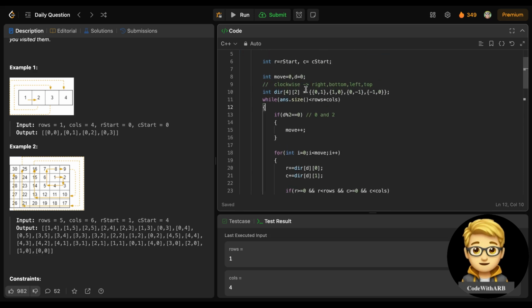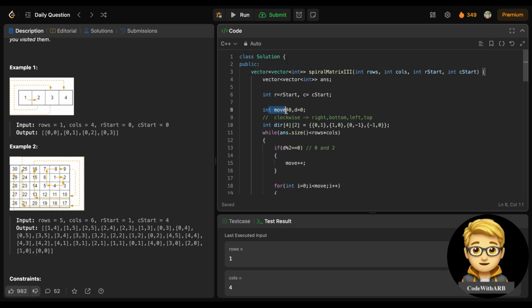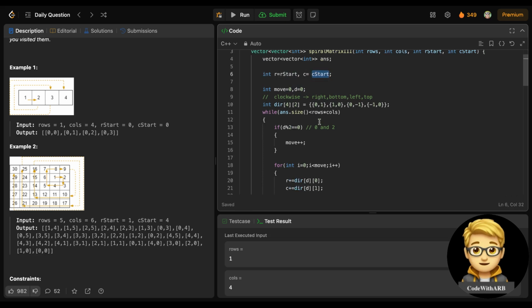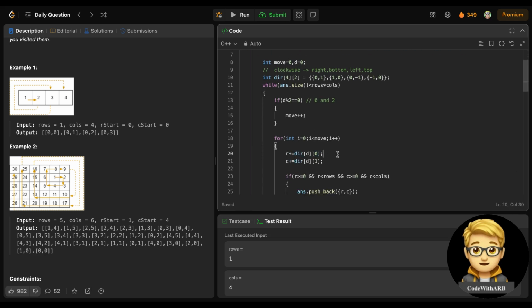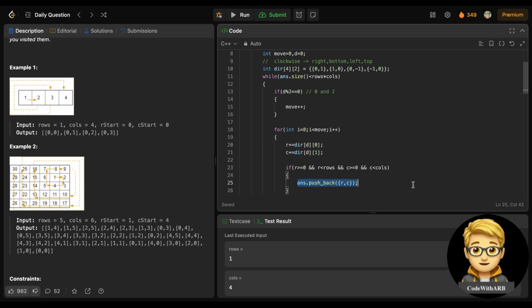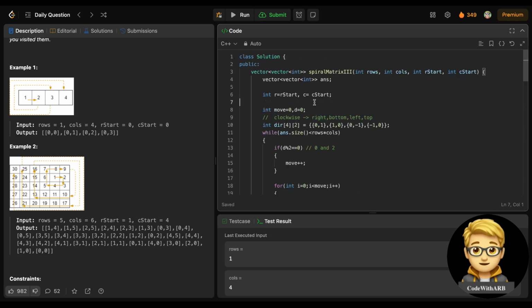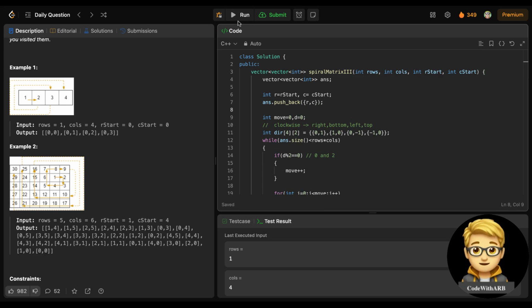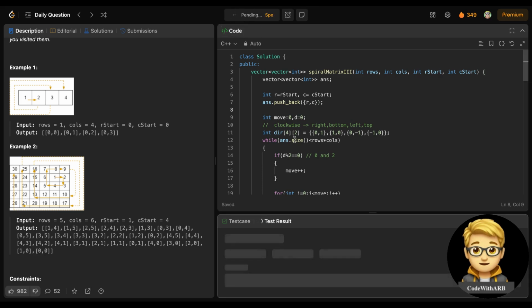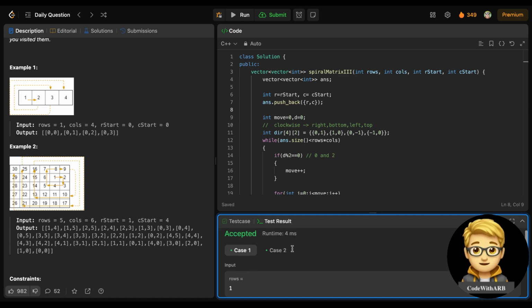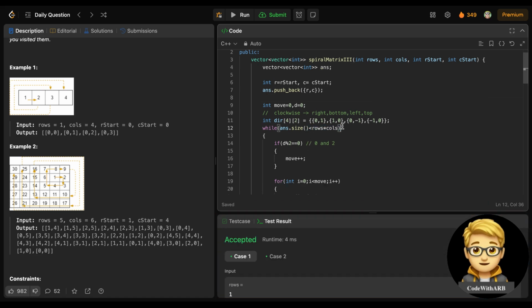Okay, one thing to note is that I have not inserted the starting row, which is R start and C start. I'm just storing from the next part. I've not stored the starting point, which is R and C. I need to just store that, and I think this will be correct. Yeah, that's what it is, not going less than that.